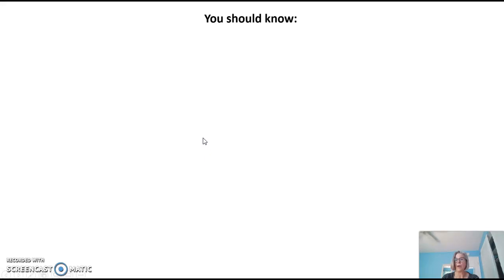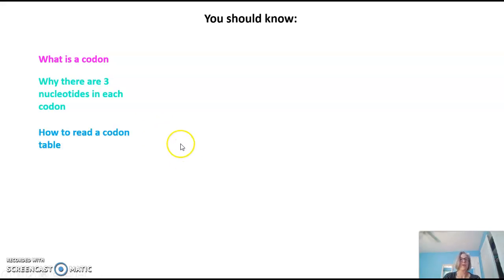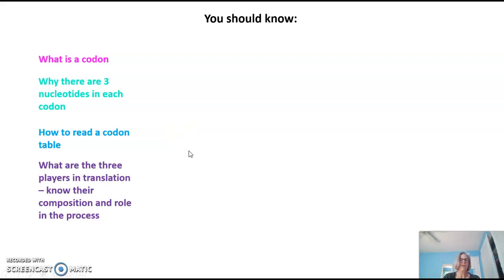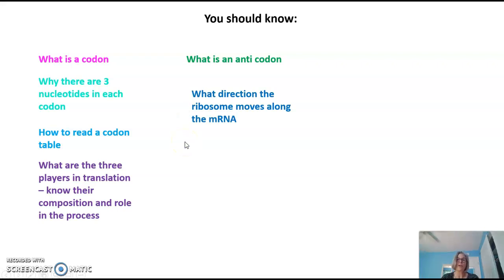So you should know, after watching the embedded video, what a codon is. Why are there 3 nucleotides in each codon? You should know how to read a codon table. Again, you do not have to memorize the codon table. You should know what the 3 players in translation are, and you should know their composition and their role in the process. You should know what an anticodon is, and you should know what direction the ribosome moves along the mRNA.